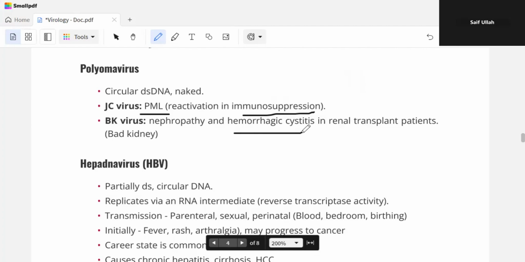So that's it for polyomavirus: JC virus, PML, immunosuppressed states. For BK virus, you can also remember BK for bad kidney, because it commonly causes nephropathy and hemorrhagic cystitis, which is going to present as bloody urine. Particularly, you're going to see this in transplant patients.